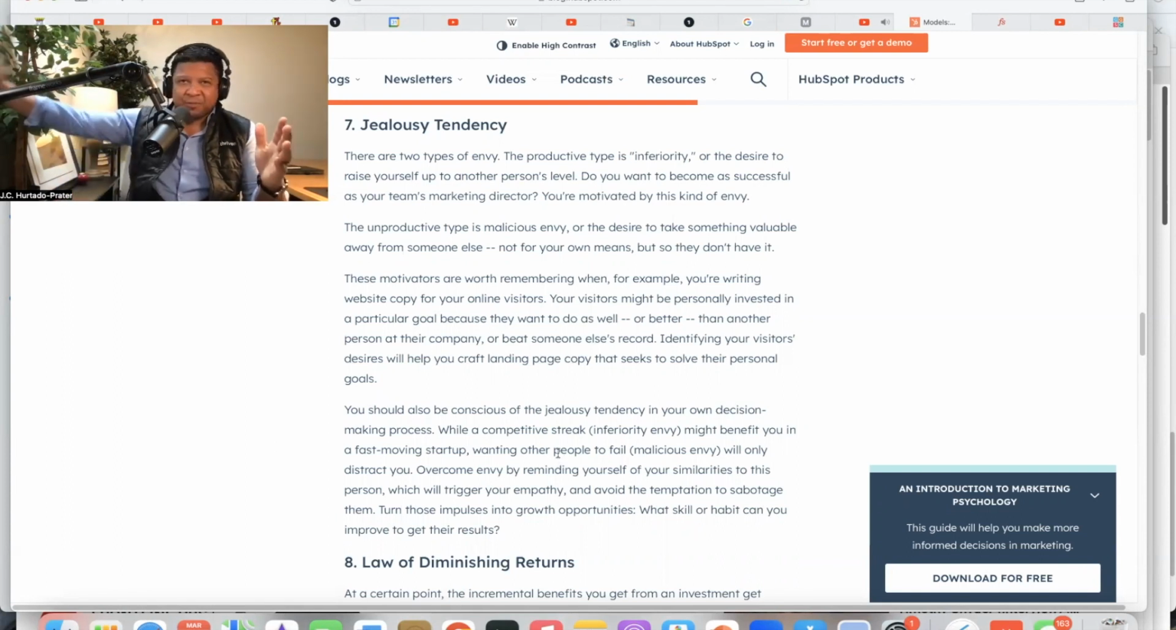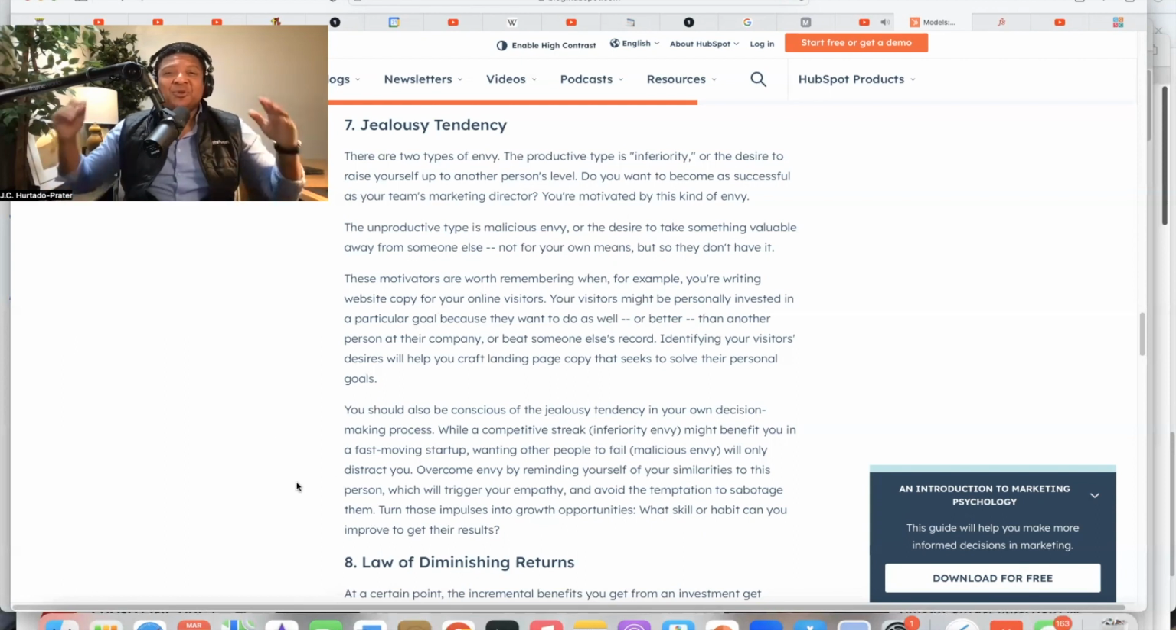How am I like this person that I'm feeling jealous of right now? That I'm feeling envious of right now? How are we alike, right? And avoid the temptation to sabotage them. Turn those impulses into growth opportunities. What skill or habit can you improve to get their results? That's what I'm talking about right there.